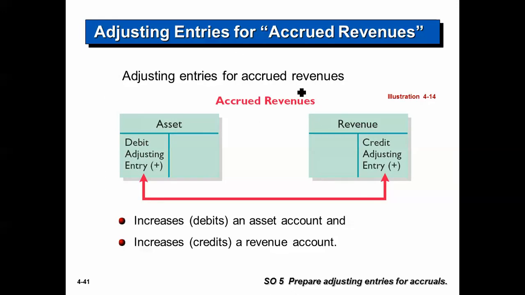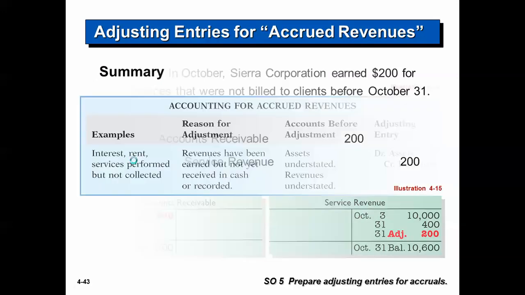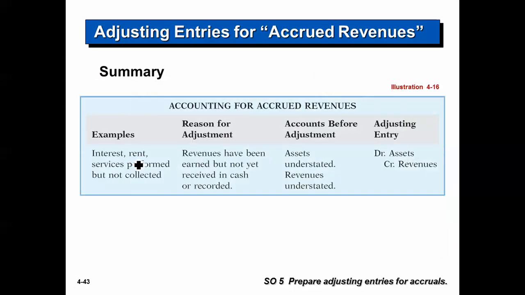Adjusting entries for accrued revenue: we debit the asset account. If it's revenue, the asset account will be accounts receivable, and we credit the revenue account. In October, Sierra earned $200 for guided services that they had not billed customers for by October 31st. So the journal entry now is to bill them: debit accounts receivable $200, credit service revenue $200. It's as simple as that. So for accrued revenues, you debit the asset, accounts receivable. That's the only asset that you debit, accounts receivable, and credit revenue.